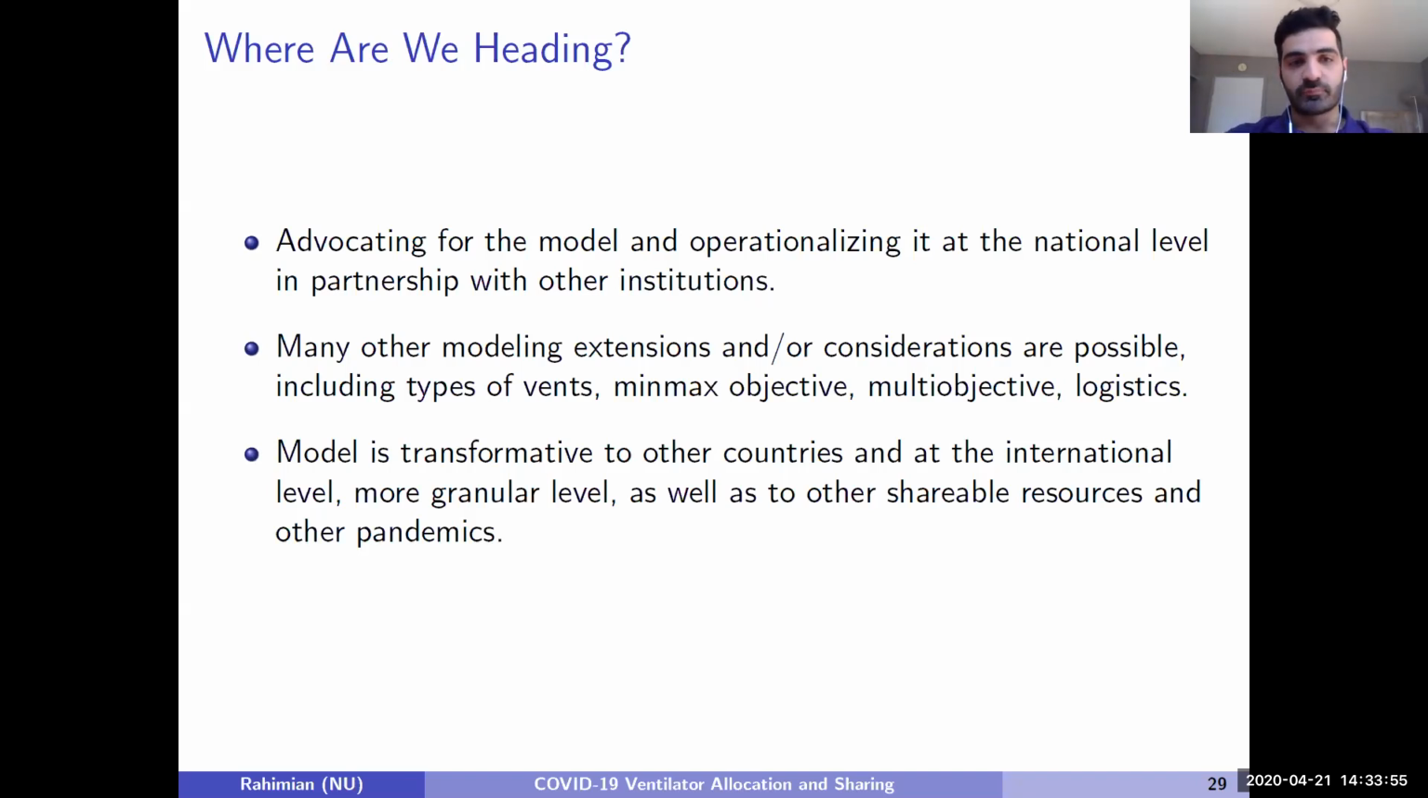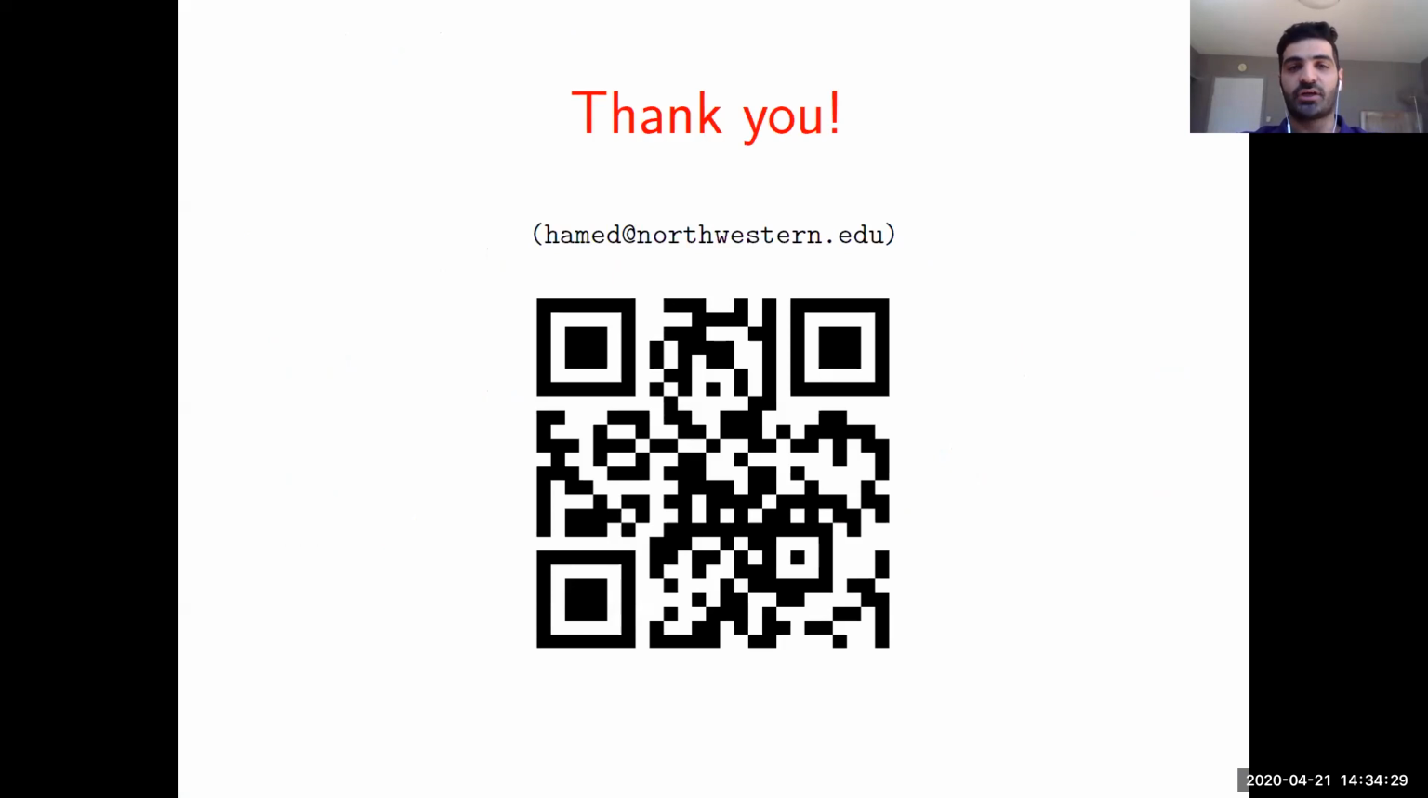Nevertheless, we believe what we have developed has the capability to be transferred to other countries and also at the international level, and even at a more granular level where we can consider different states, hospitals, and healthcare facilities. It can also be used toward other shareable resources, and if any other pandemics happen in the future, we believe that this model and the unique features that this pandemic revealed can be used toward other situations as well. With that, I'm going to end my talk.